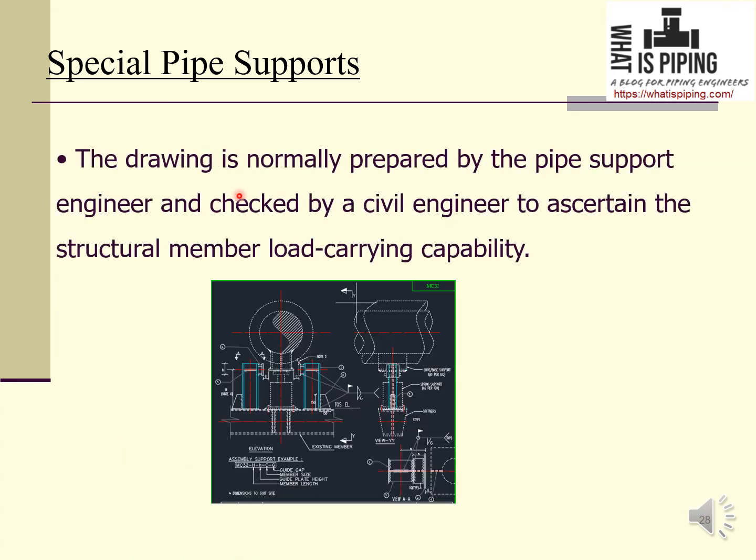The drawing is normally prepared by the pipe support engineer and checked by a civil engineer to ascertain that these structural members are able to carry the required load, that is obtained from the piping stress engineer after stress analysis. This is a typical example that along with a bottom type spring hanger, the pipe is guided. So guide along with a spring, in this case it is called a special pipe support.